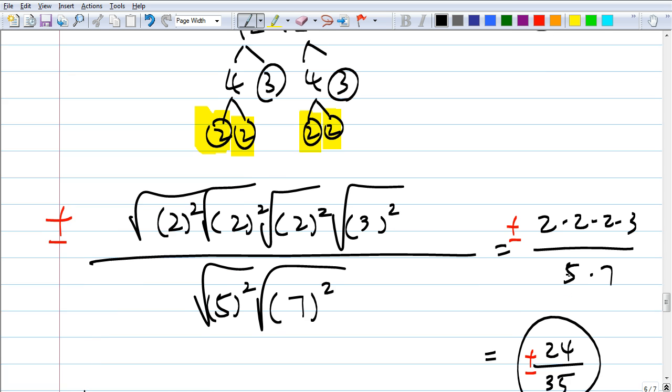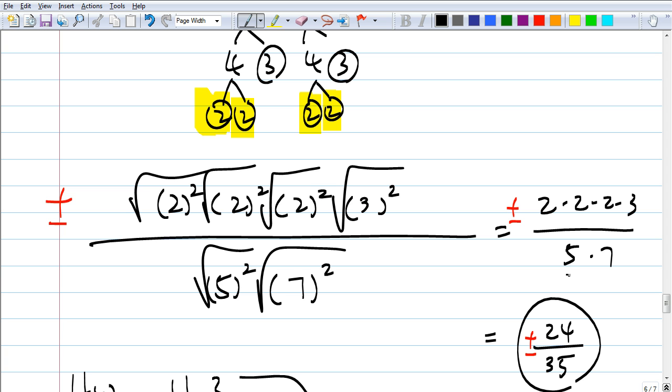How many people got plus or minus 24 over 35? Raise your hand. Okay, does this make sense? How many numbers does this represent? 2. Positive 24 over 35, and what else? Negative 24 over 35. Do you guys understand? Any questions? We good? Okay. Good.